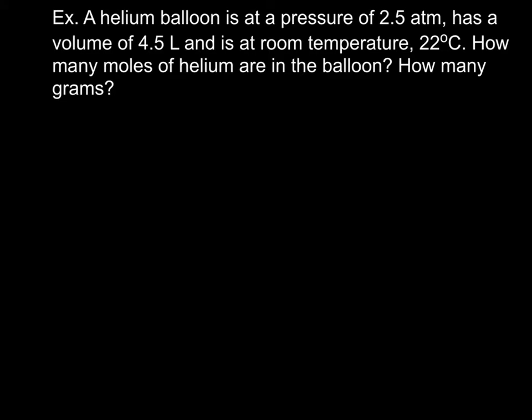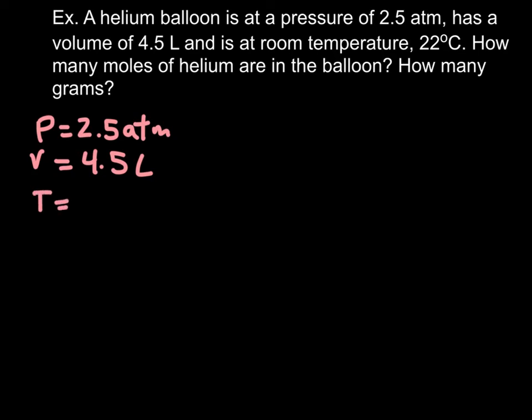Okay, hopefully you've been writing down some notes, but you have to actually stop the video here and copy down in its entirety this example. Got it? Good. All right, so we have this helium balloon. It's at a pressure of 2.5 atmospheres, and our best bet here is to create a list like I taught you last week. So pressure is 2.5 atmospheres. We've got volume is 4.5 liters.